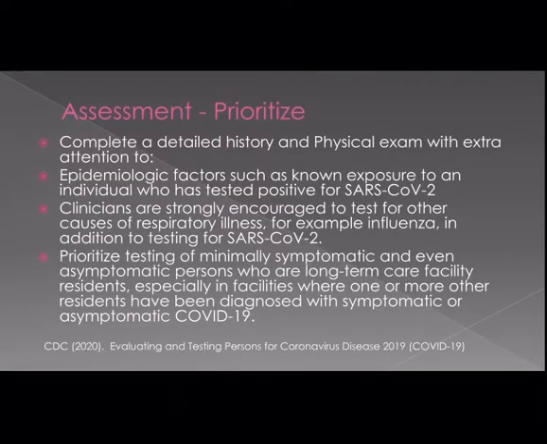Assessment, prioritize. So complete a detailed history and physical exam with extra attention to epidemiologic factors such as known exposure to an individual who has tested positive for SARS-CoV-2. Clinicians are strongly encouraged to test for other causes of respiratory illness, for example, influenza, in addition to testing for SARS-CoV-2. Prioritize testing of minimally symptomatic and even asymptomatic persons who are long-term care facility residents, especially in facilities where one or more other residents have been diagnosed with symptomatic or asymptomatic COVID-19. There's a reference down there from the CDC.